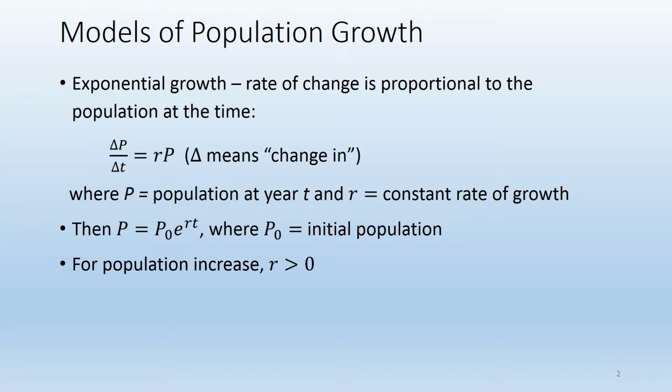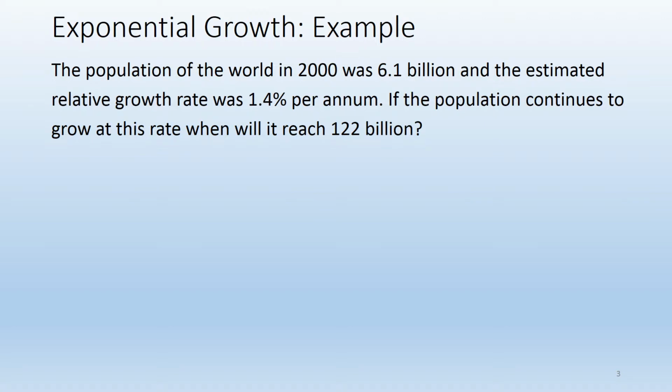And when the population is increasing, then the r is positive. When the population is decreasing, r is negative. We'll use the population model to solve this problem. In the year 2000, the population was 6.1 billion, and the estimated growth rate was 1.4% per annum. If the population continues to grow at this rate, when will it reach 122 billion?